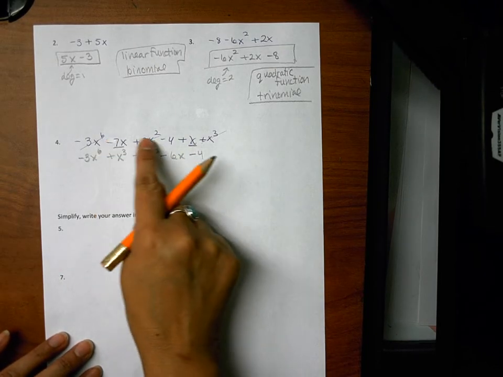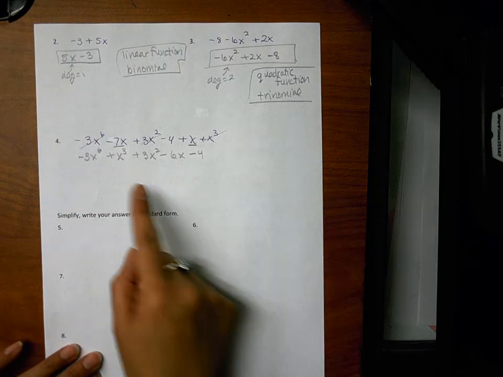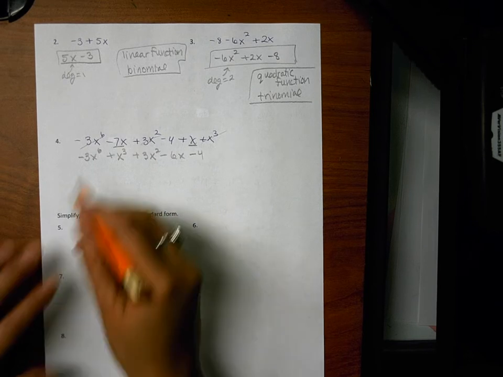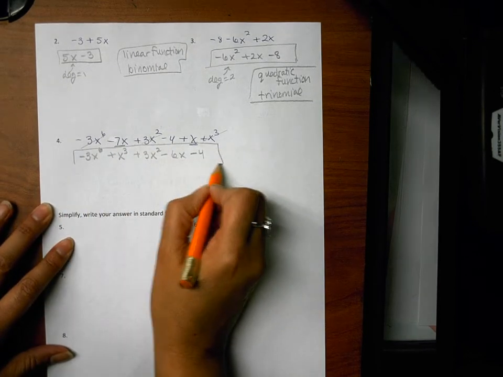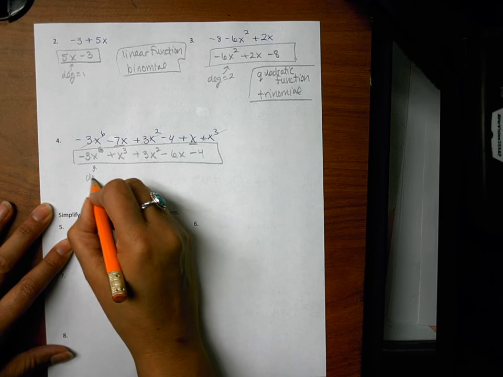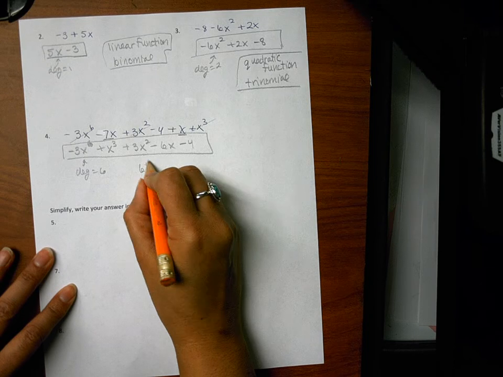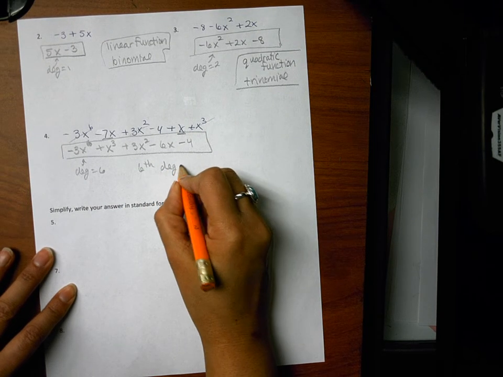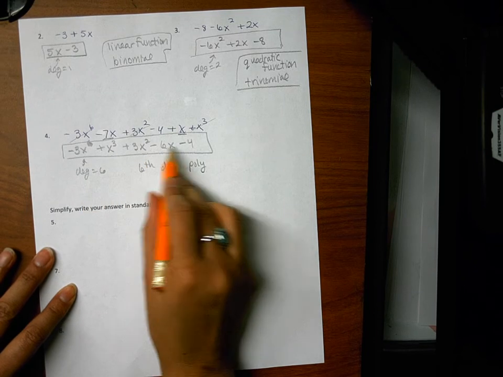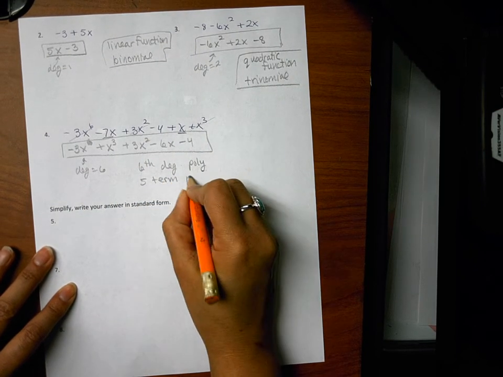1, 2, 3, 4, 5, 6. It looked like a 6-term polynomial to begin with, but once we combined our like terms, it's 1, 2, 3, 4, 5. Okay, so this is our answer in standard form. Degree, that's to the 6th power. Degree is 6, so we'd call this a 6th degree polynomial. And 1, 2, 3, 4, 5 terms. A 5-term polynomial.